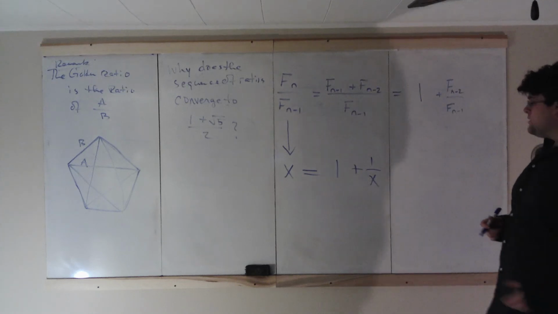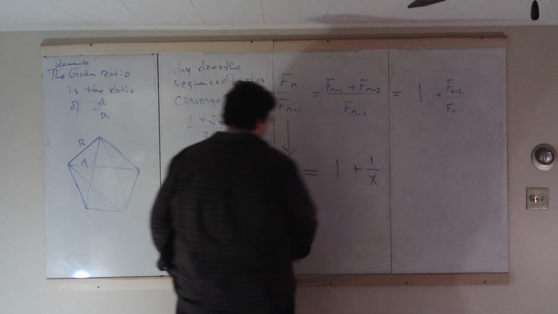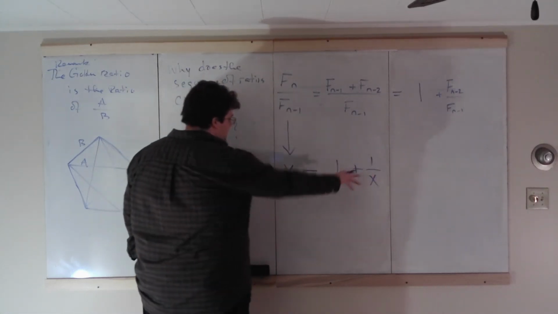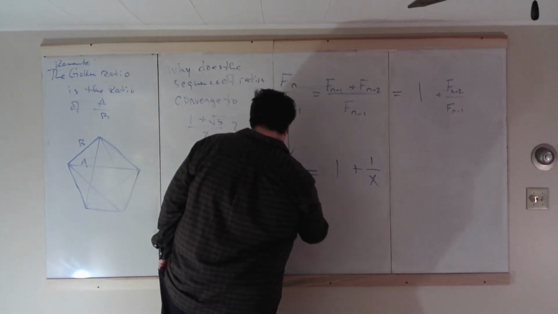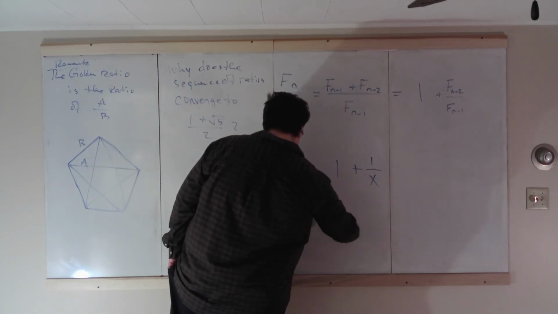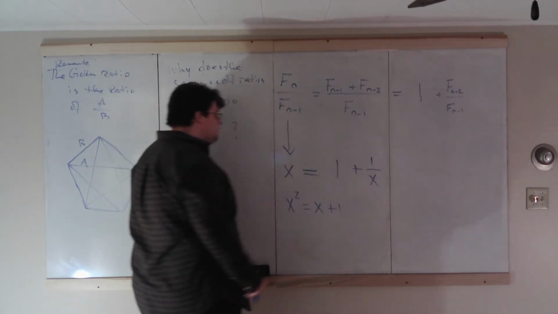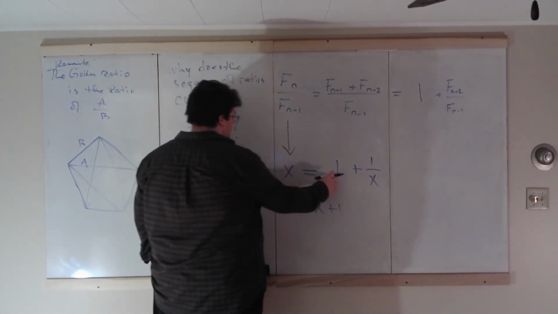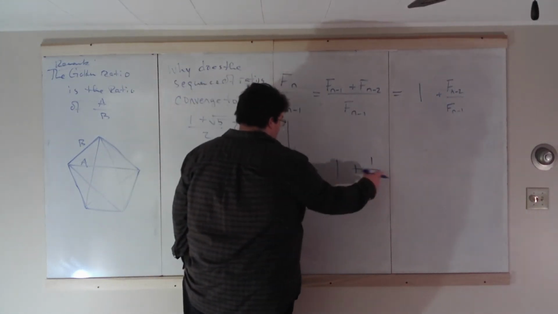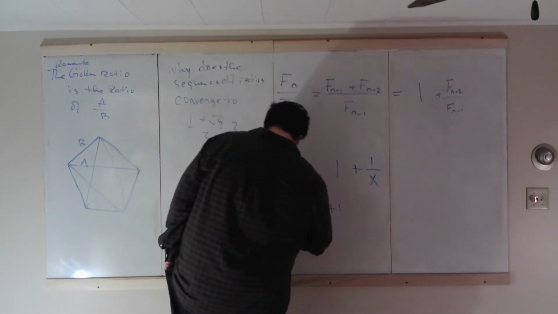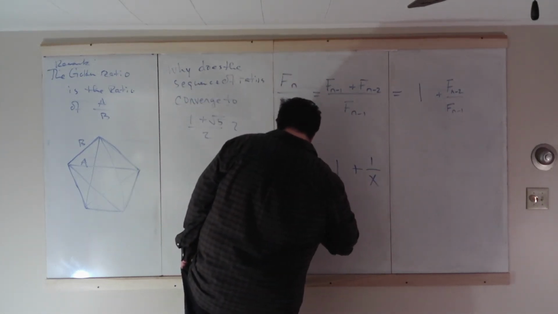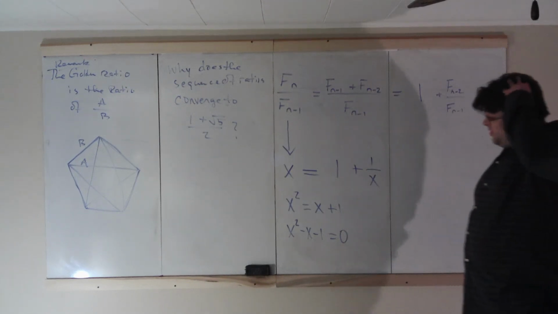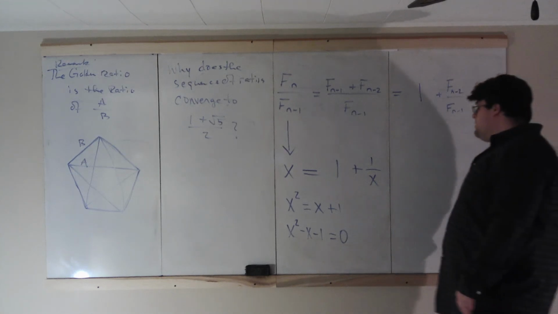We need to solve this for x. Well, we can do that by making this a quadratic equation. Multiply everything by x, get rid of the fraction. Makes x squared equals x plus 1. So multiply this by x, x squared. x times 1 is x. 1 over x times x is 1. Put everything on one side. We're looking to solve this equation now.